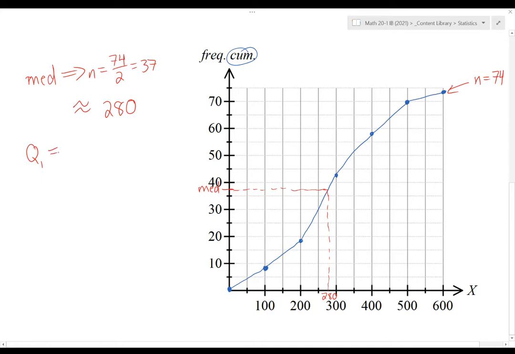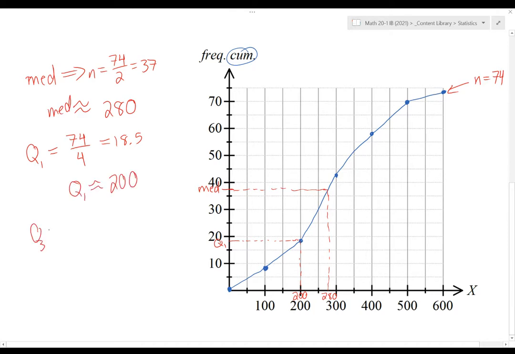Q1 is going to be what happens if I take that 74 and divide it by 4. So 74 divided by 4 is 18.5, sorry. So again, if I go here to about 18.5, and these are just estimates because I don't have quite that precise a scale, but that's kind of around the 200 mark. So the median was about 280. Q1 is going to be roughly 200.